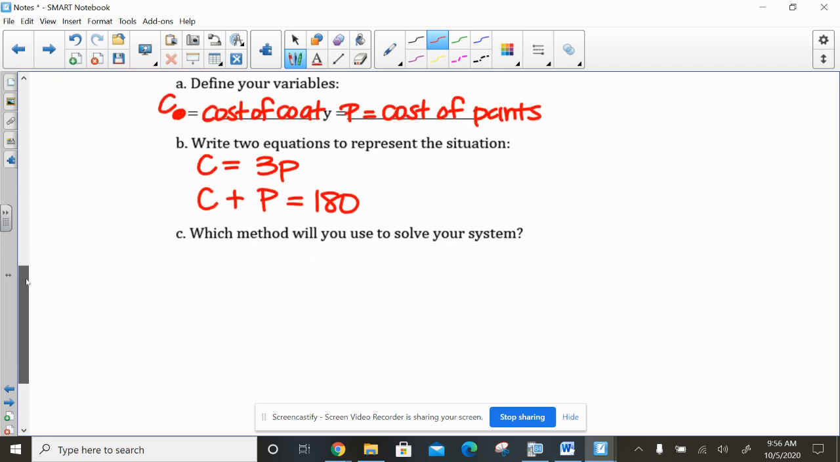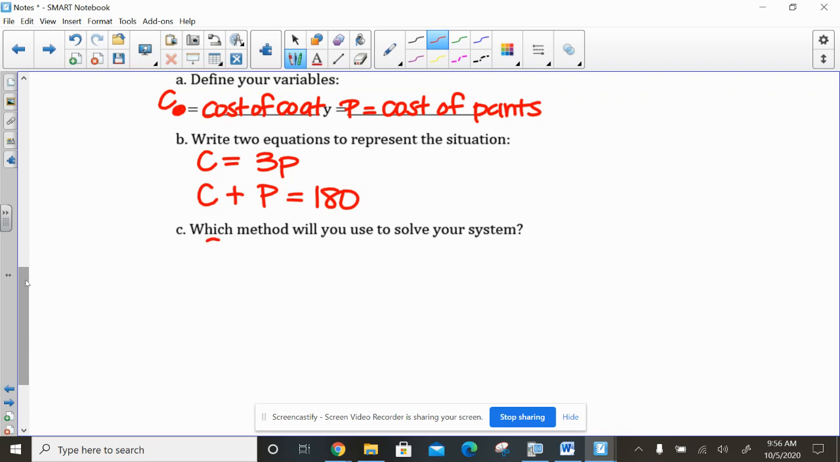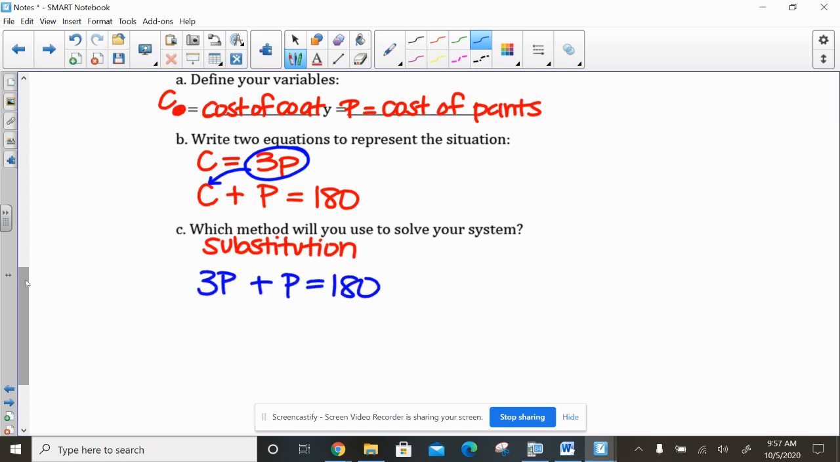Okay, again, I'm going to use substitution here, because one of them is already solved for C. So I'm going to take this, plug it in for C. That gives me 3P plus the P equals 180. 3P plus 1P is 4P. And then 180 divided by 4, I think is 45. Yes. So that means you have a pair of pants that cost $45.